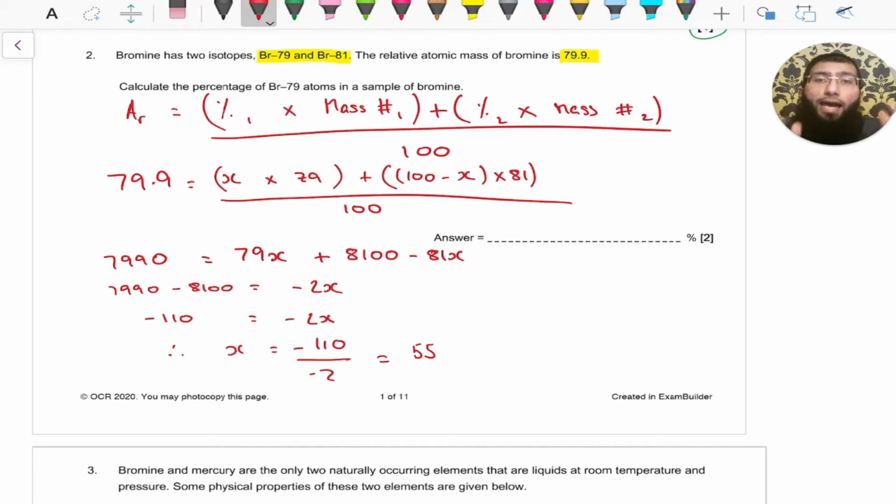55. So X as a numerical value, as a percentage, represents isotope number 1. So the percentage of isotope number 1 is 55%. And it so happens that I chose X to denote the percentage of bromine 79, which is what the question's asking us. Calculate the percentage of bromine 79. So we've got this, it's 55%.